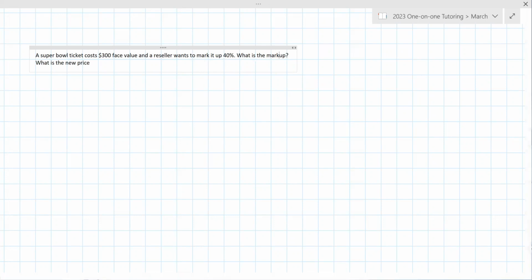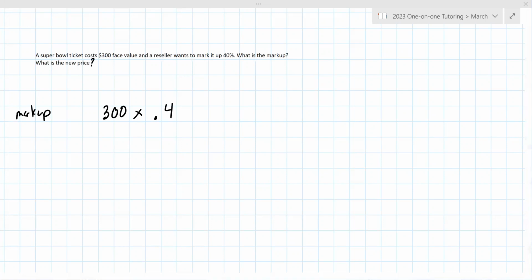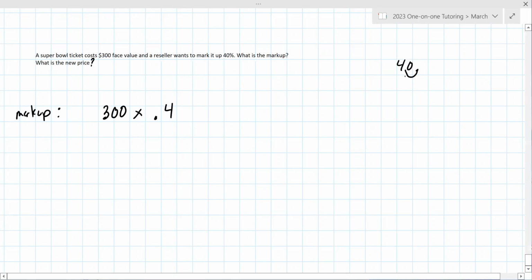Okay. So it would be 1.4. For the markup or the new price? No, because you still have to multiply. I would do the markup first, times the 0.4. This will give you the markup. Wait, so, okay, so the 40% you move the decimal left two, because you're dividing it by 100. Okay. And then you would just multiply that. Yes, you would get 120.